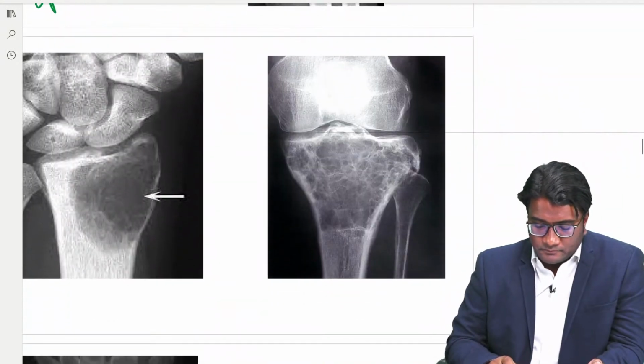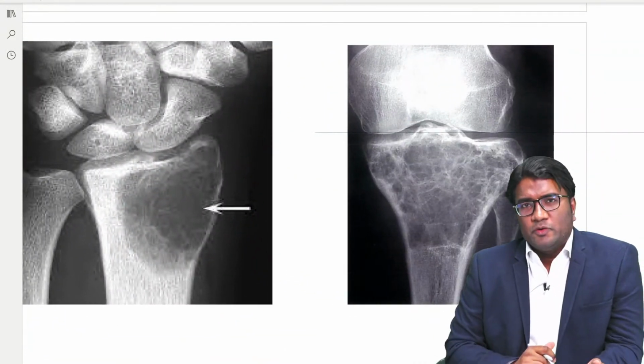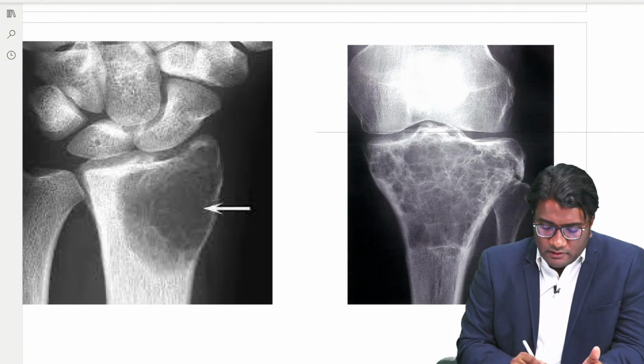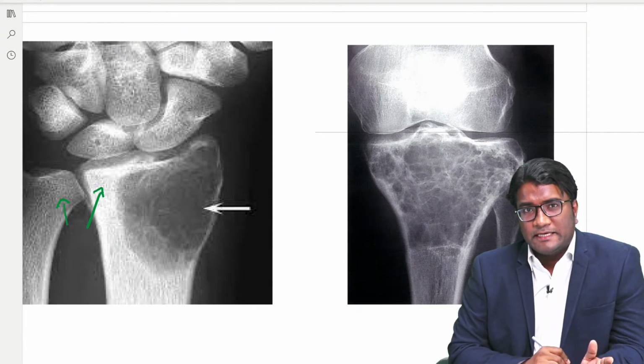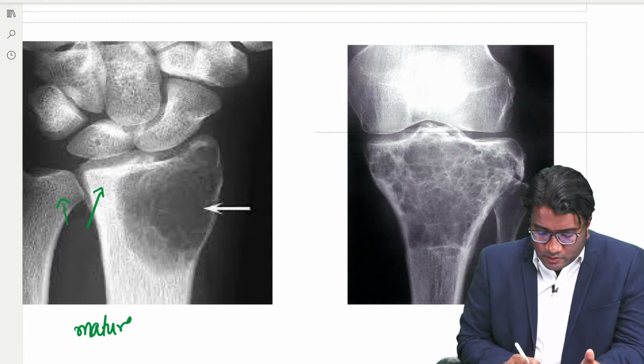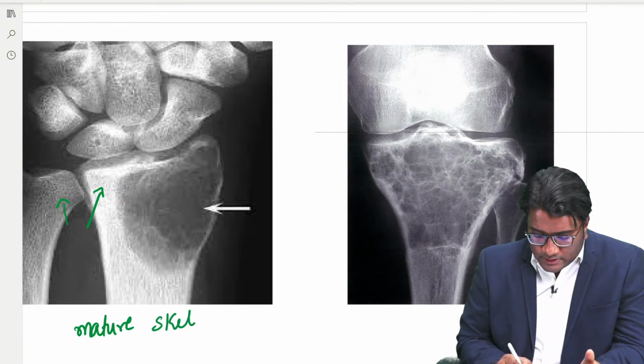Next thing. An important thing is to know whether the patient's skeleton is mature or not. Either they'll give you the age group, which will be above 20 years, or even if they don't give the age group, look at the radiograph, right? If the growth plate is not seen, the growth plate appears fused, so this is a mature skeleton. GCT occurs in mature skeleton only.